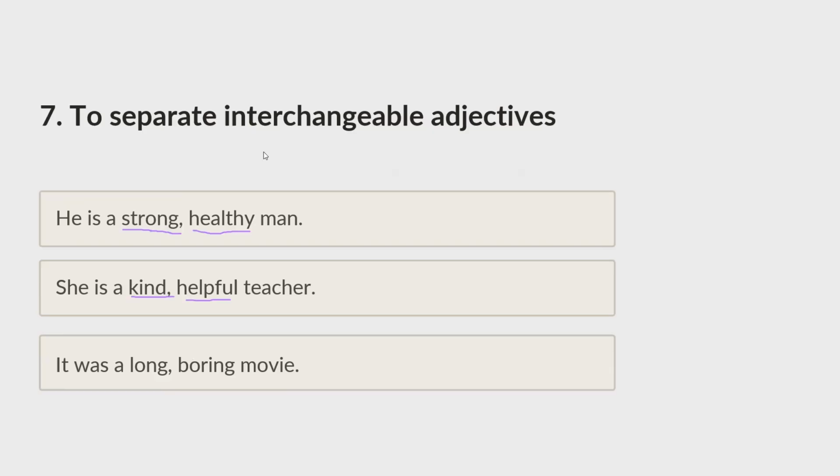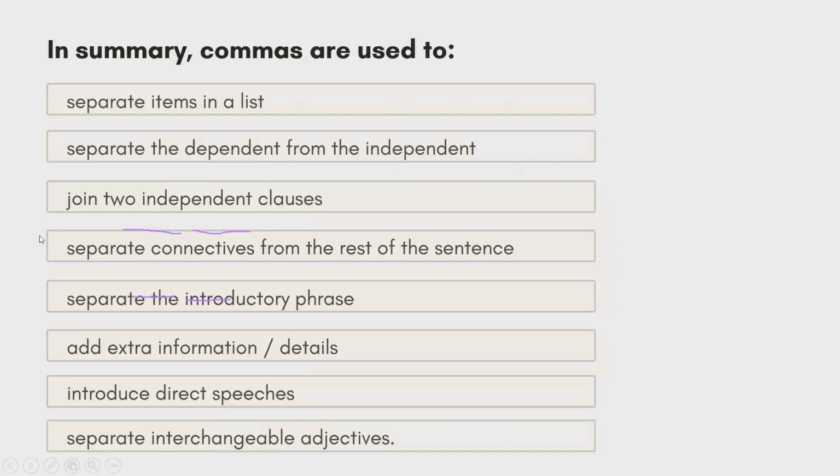These are all the uses of commas. And here I have summarized this for you. You can write them down and memorize it like this, as it seems to be easier to cover up and memorize.